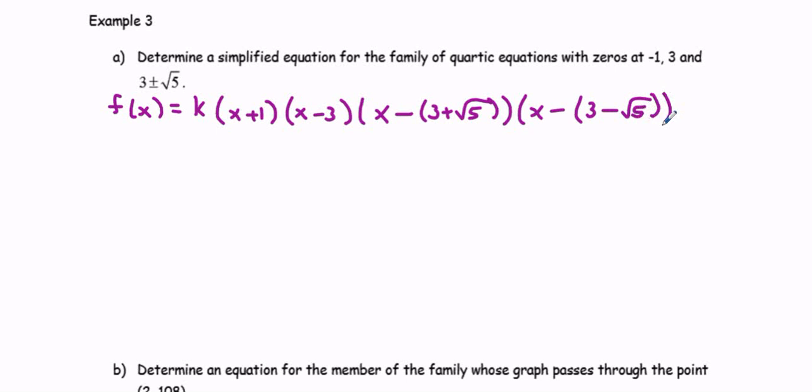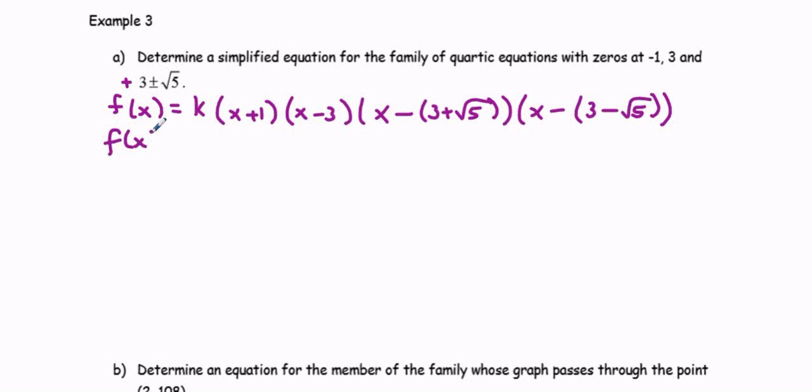Are you with me? So because this was positive here, we took the opposite sign here and here. We had two of them, right? We had positive 3 plus the square root of 5 and positive 3 minus the square root of 5. So I've just put them in just like I put in my integers here. Okay, that's the first step.